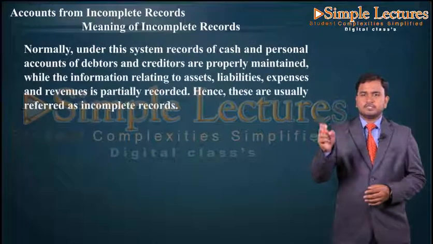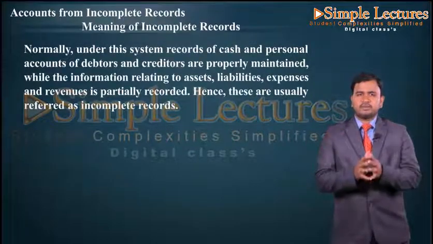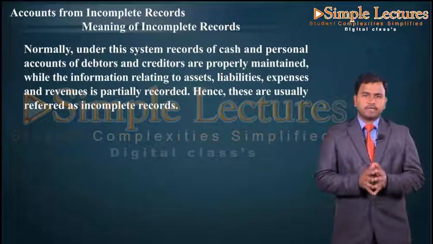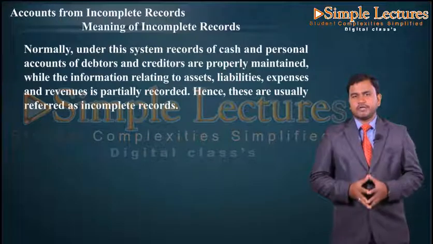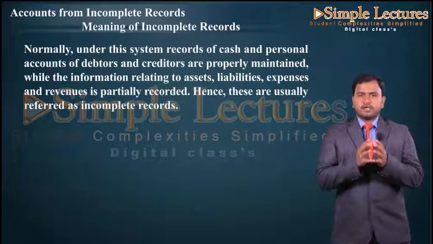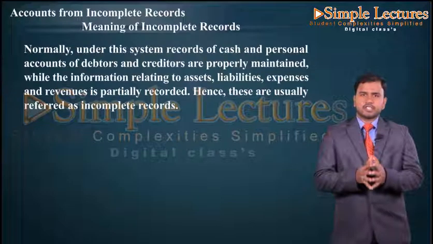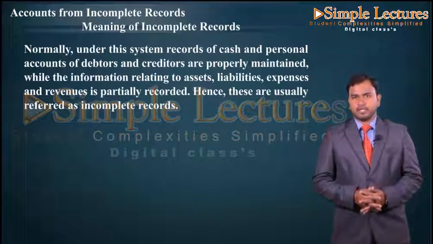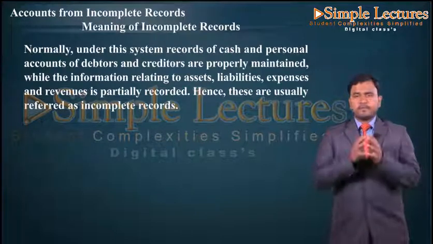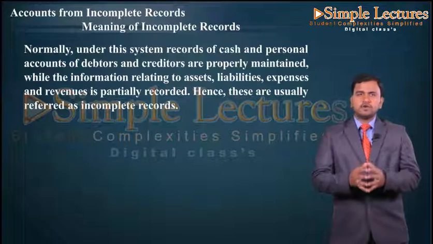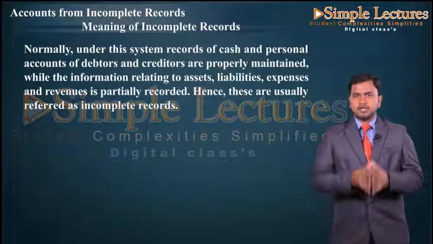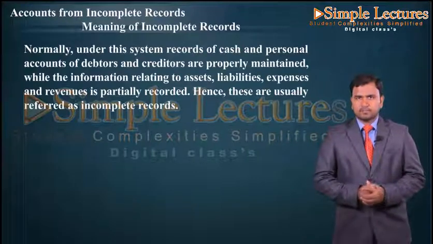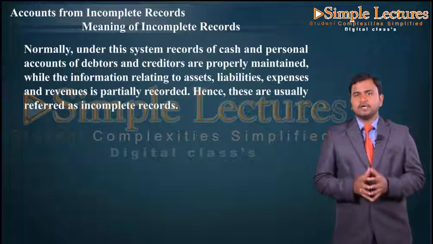Normally, under this system, records of cash and personal accounts of debtors and creditors are properly maintained, while the information relating to assets, liabilities, expenses and revenue is partially recorded. Hence, these are usually referred to as incomplete records, which means that if an organization is not following the double entry system, some of the entries will not be recorded in the particular accounts. Such accounts are called incomplete records.